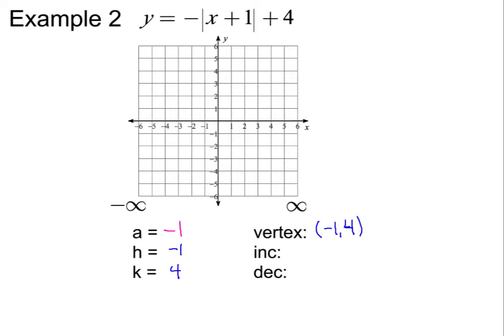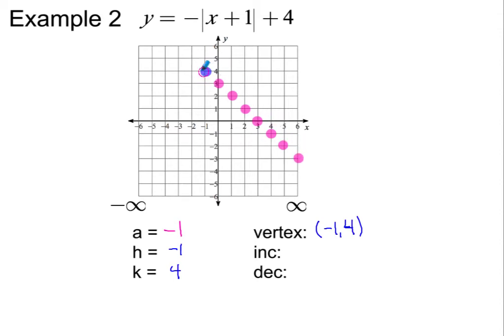So I'll go ahead and plot that. So -1, 4, so -1, and up 1, 2, 3, 4, boom, that's where that spot goes. Now my A value is negative, so again I'm going to start from the vertex and go down 1, to the right 1, down 1, to the right 1, and continue that movement pattern all the way until I get to the edge of my coordinate plane.